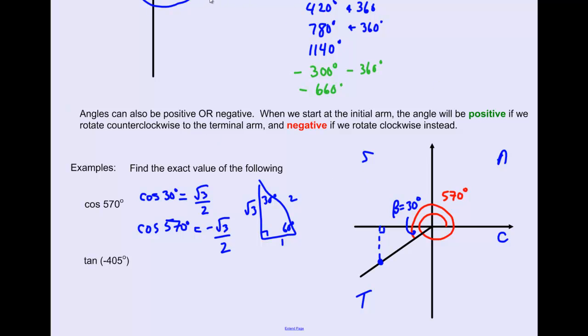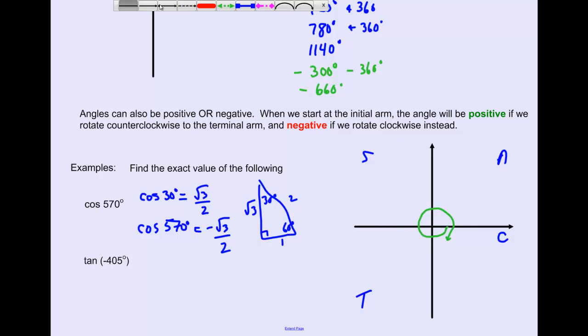So let me erase this here, and we'll start again. The tangent of negative 405 degrees. There we go. So again, start at the initial arm. We'll do this in green. And we'll go around negative 405 degrees. Remember, negative means we go clockwise. So I'm going to go negative 360 to start, and then I'm going to have to go another bit. How much more is left? 45 more degrees. So right to about there. And I'll draw a terminal arm right there.